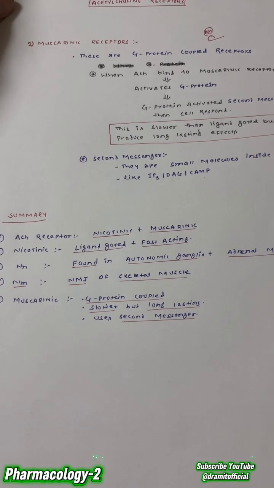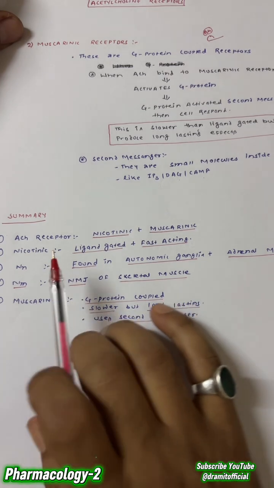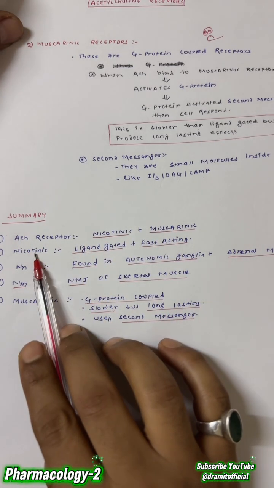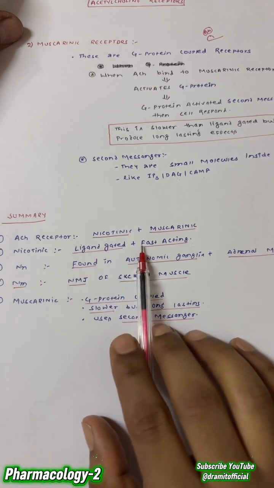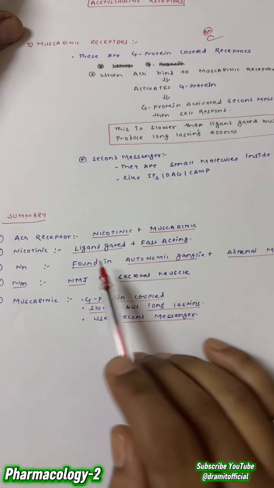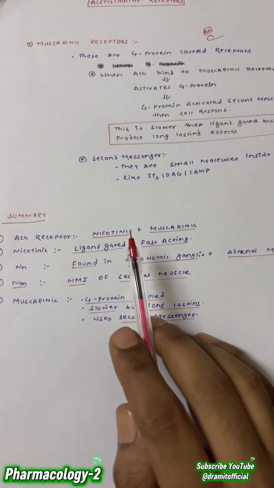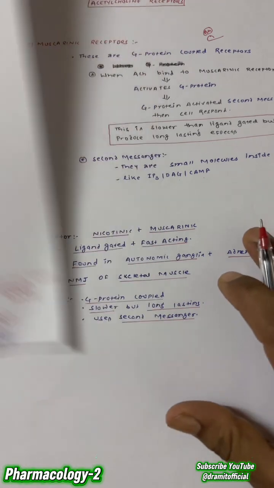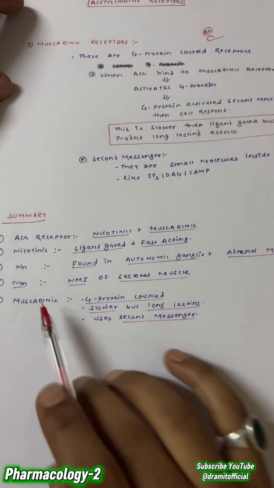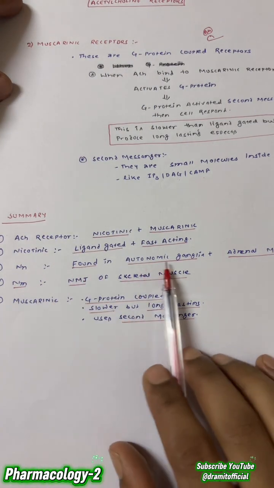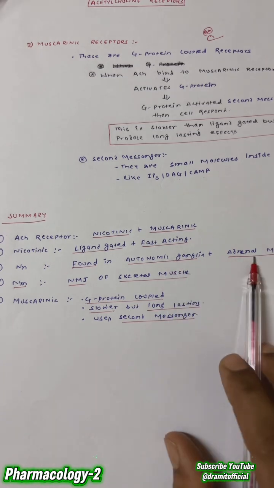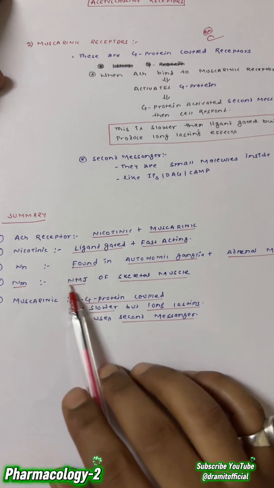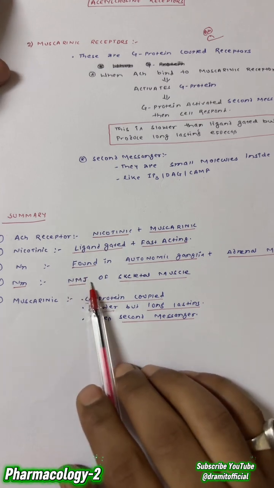Now let's summarize today's topics. We know that there are two types of ACH receptors: nicotinic and muscarinic. Nicotinic receptors are ligand gated and fast acting. Why fast acting? Because the response comes from the entry of sodium and calcium, and there are no secondary messengers over here. NN receptors are found in autonomic ganglia and adrenal medulla, while NM receptors are found at the neuromuscular junction of skeletal muscles.